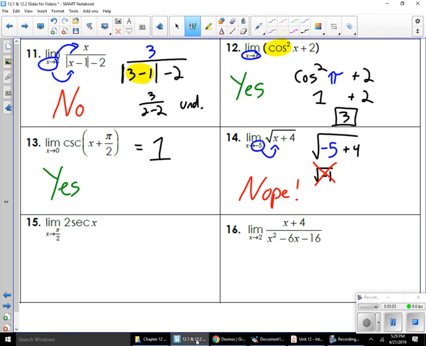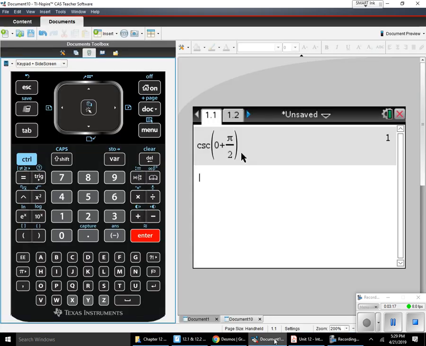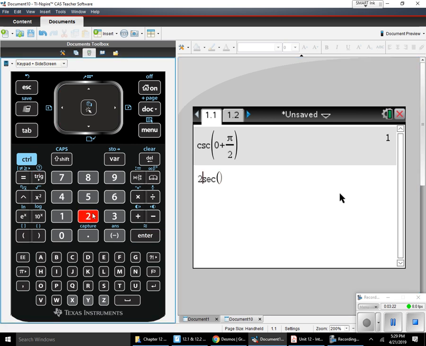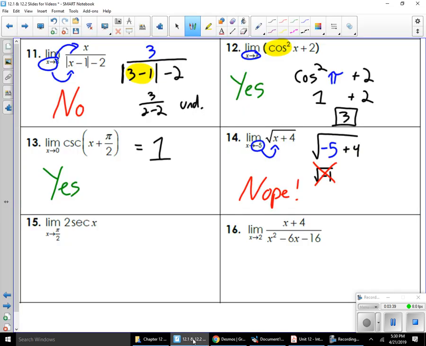Jumping over to 15. This is one that if you were comfortable with the unit circle, maybe you could say right away, hey, doesn't secant have an asymptote at pi over 2? That's not going to work. But if you don't know that right away, feel free to use your calculator. Again, secant is a fairly difficult function. So we wanted 2 times secant, and we wanted to know, does this limit exist at pi over 2? So again, you can use your calculator to double check. You can use a unit circle if one's handy. You can use your knowledge of asymptotes, but it's not going to work. So nope, direct substitution does not work for 15.